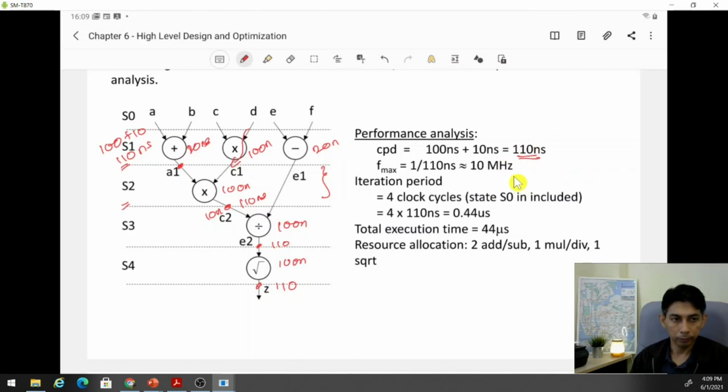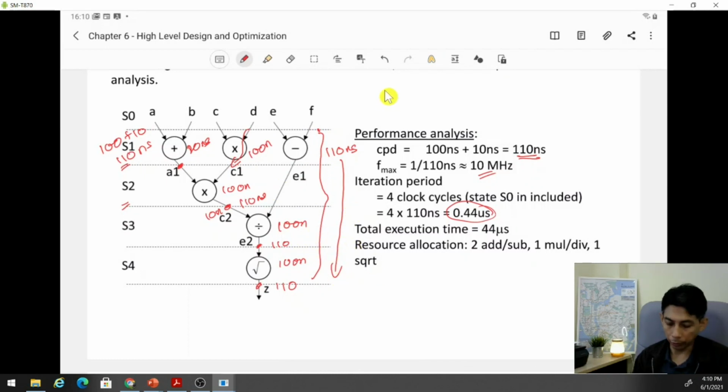All right. So fmax now is equal to 1 over 110 nanosecond, which is approximately 10 megahertz. All right. And now to calculate the iteration period. The iteration period means the time you take from this to finish this. If one cycle you need 110 nanosecond, so you need four clock cycles here, means that the iteration period is 4 multiplied by 110 nanosecond. That's why you have 0.44 microsecond. Okay, so that will be the iteration period.